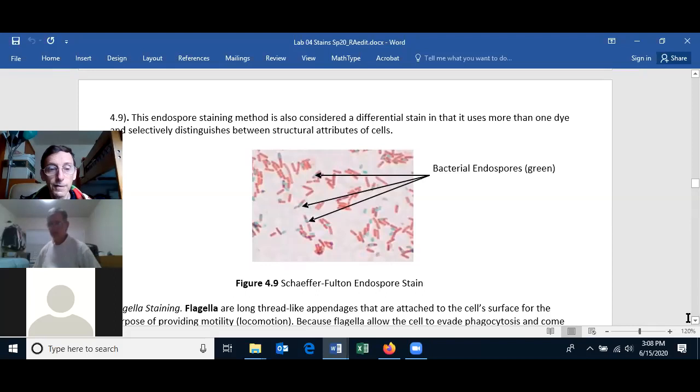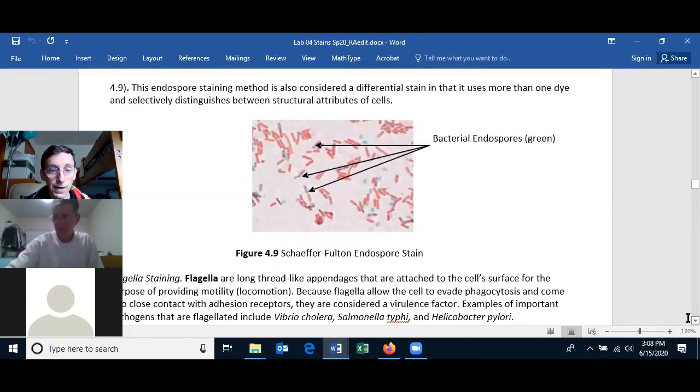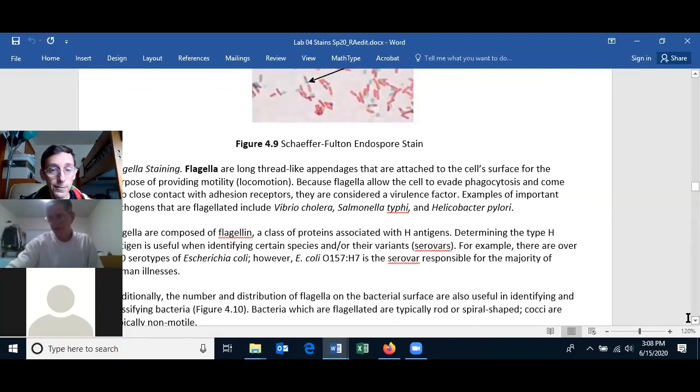There's also a flagella stain. That's a special stain to stain flagella. Normally under the microscope, when you look at the cells, you will not see flagella because it's too thin a structure. But if you use a special stain, it usually coats the flagella. Then you can see the flagella, and that we call the flagella stain.